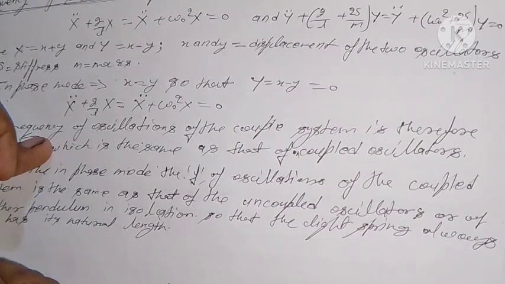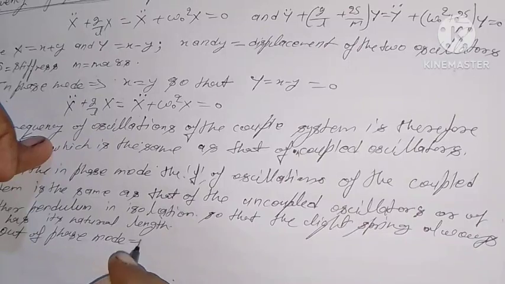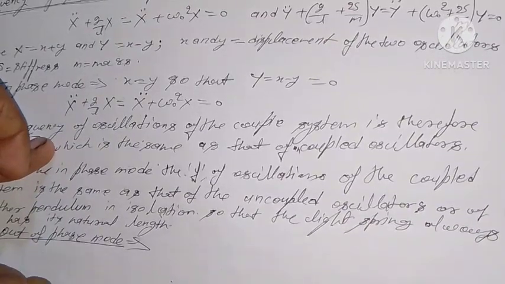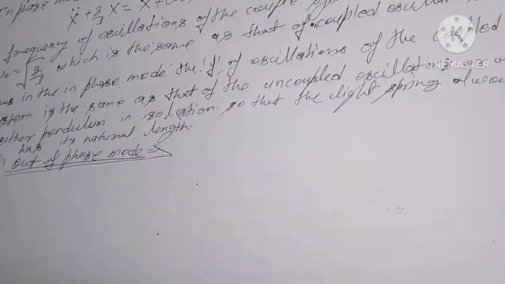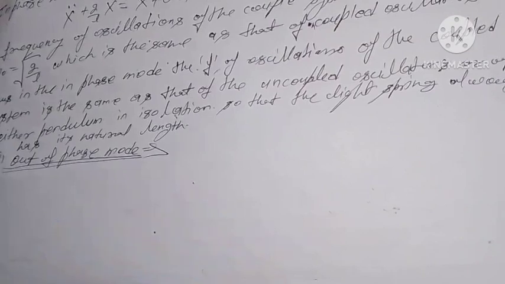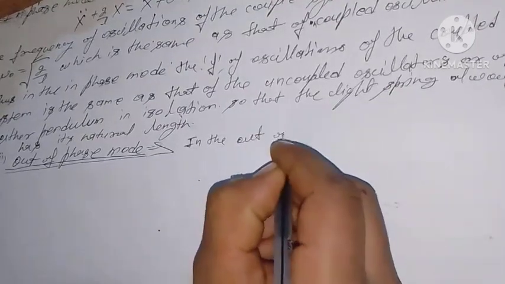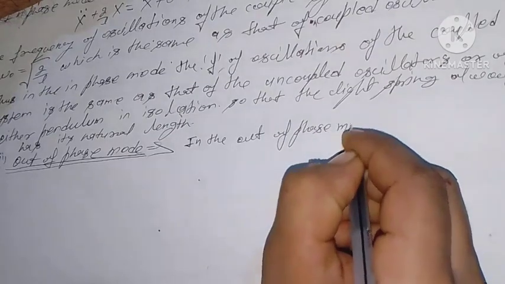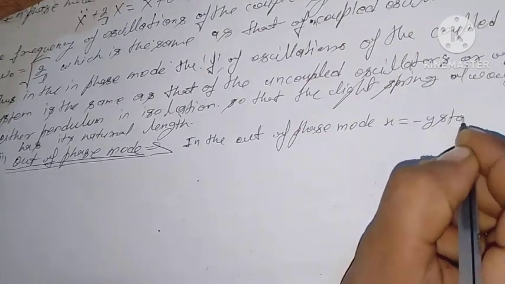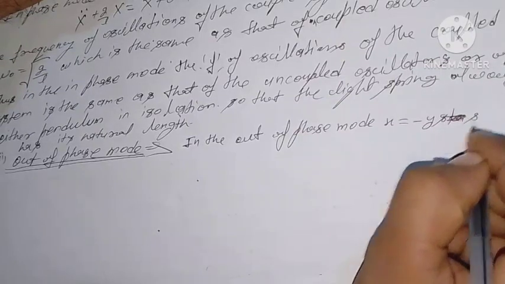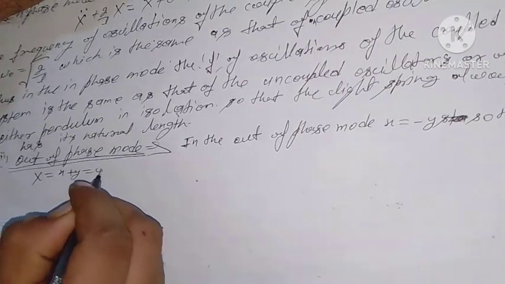Second point, out of phase mode. In the out of phase mode, x equals minus y, so that capital X equals small x plus y equals 0.